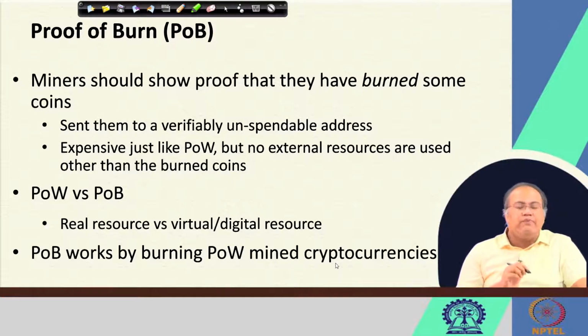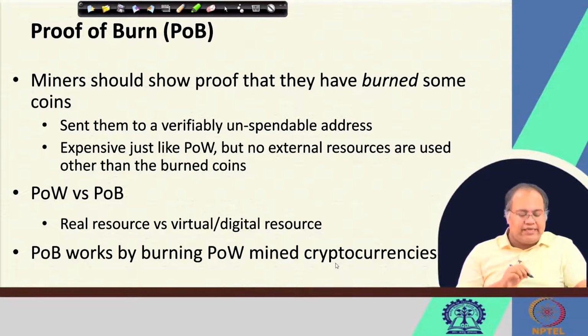But the problem with proof of stake is that you need to hold the coin. That is the major thing, and you need to show that you have that much coin. Another idea that emerged around that time is called the proof of burn or PoB.